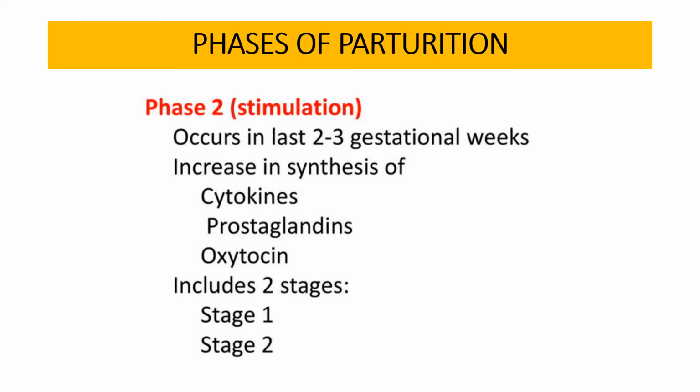Now phase 2. Phase 2 of parturition occurs in the last 2 to 3 gestational weeks. There is an increase in synthesis of cytokines, prostaglandins and oxytocin, and this includes stage 1 and stage 2 of labor. So by phase 2 of parturition, labor has set in and the fetus has finally been expelled.